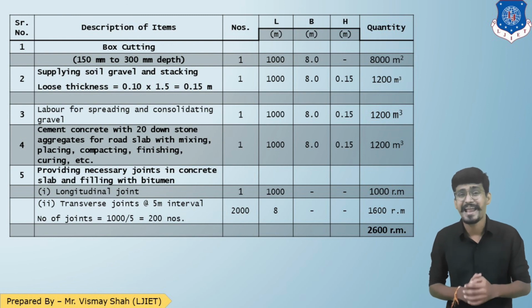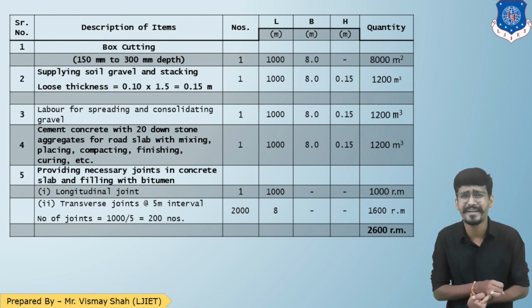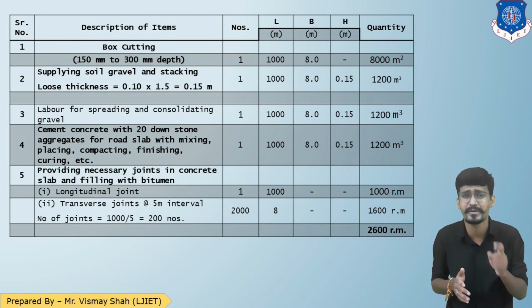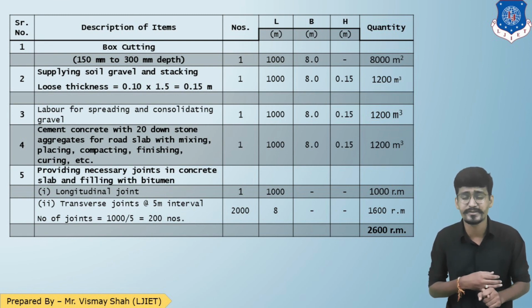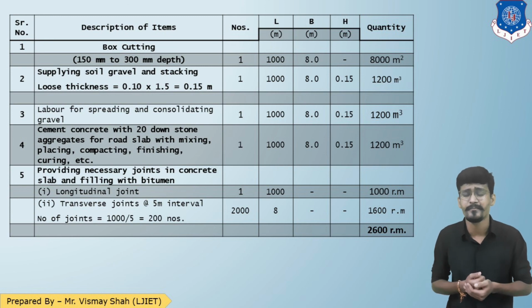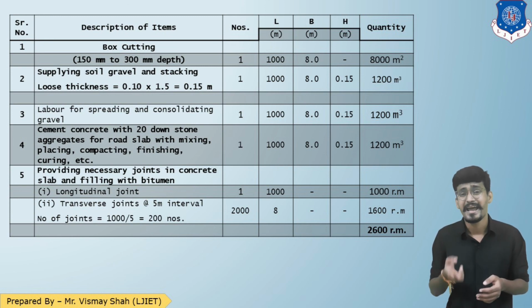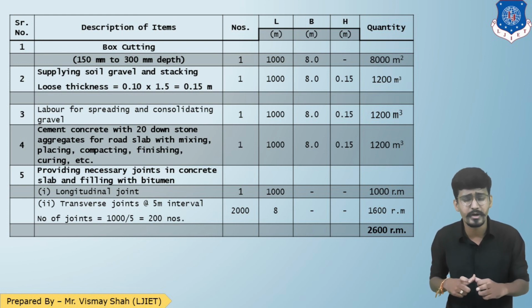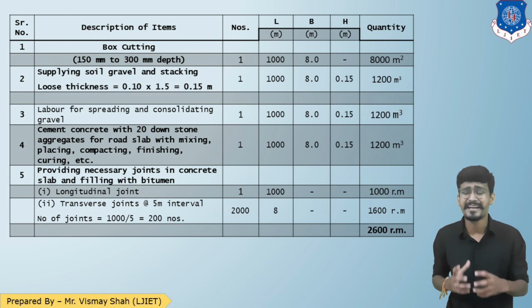Now the last quantity, that is providing necessary joints in the concrete road and filling them with bitumen. We always see on the road that concrete joints are provided, and they are filled with bitumen. There are two kinds of joints which we can provide. One is longitudinal, that runs along the length, so length is 1 kilometer, so 1 into 1000, and the second is the transverse joint, which runs across the width of the road.